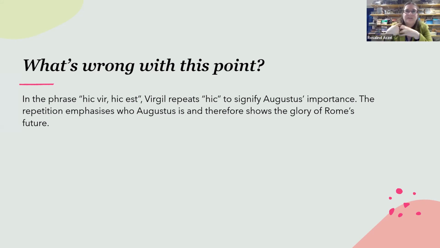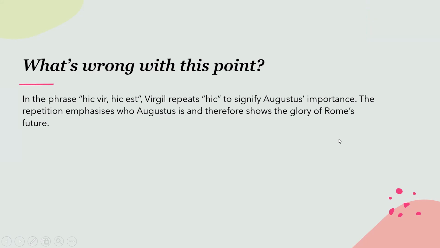And they probably instinctively know how it links. They know that it's drawing attention to him, but they're not saying it. So they're missing out this crucial link between the point they're making, the example they've chosen, and the linking to the question, saying this is answering the question.